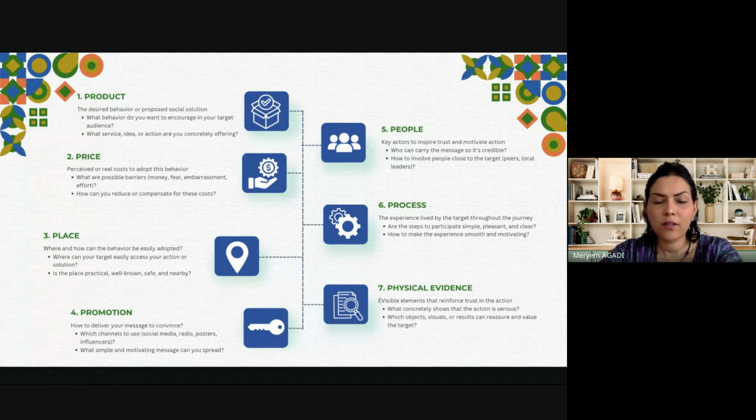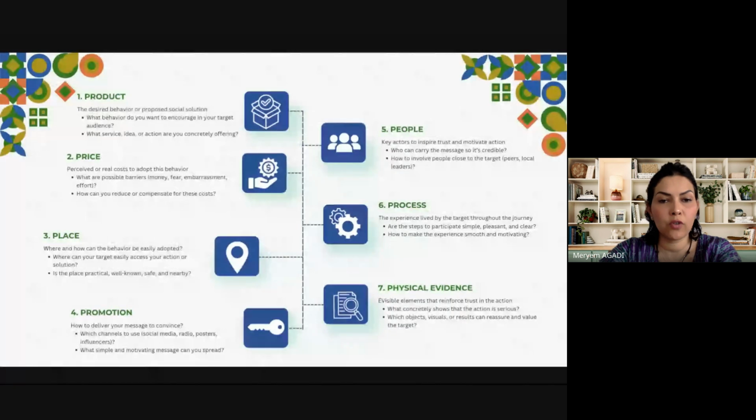The third part is about the place. Where and how can the behavior be easily adopted? So we're in Africa, but all African countries are not the same. So even if we have the same idea or the same social solution, we cannot adopt it with the same strategy in different places. So here we have 2 questions. Where can you target, easily access your action or solution? And is the place practical, well-known, safe, or nearby to suggest your solution?